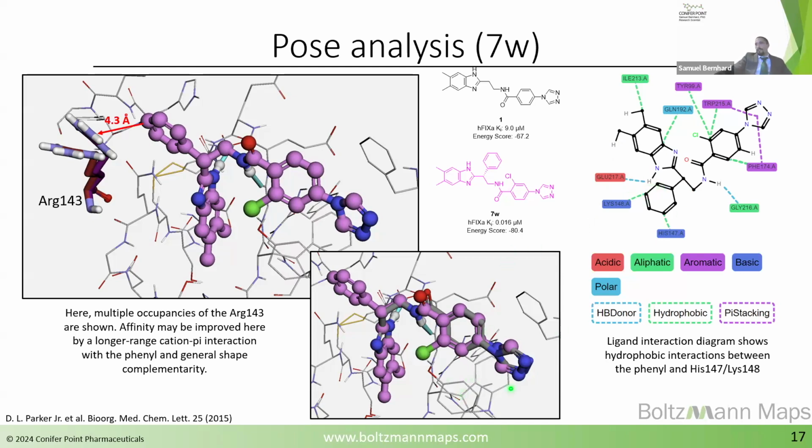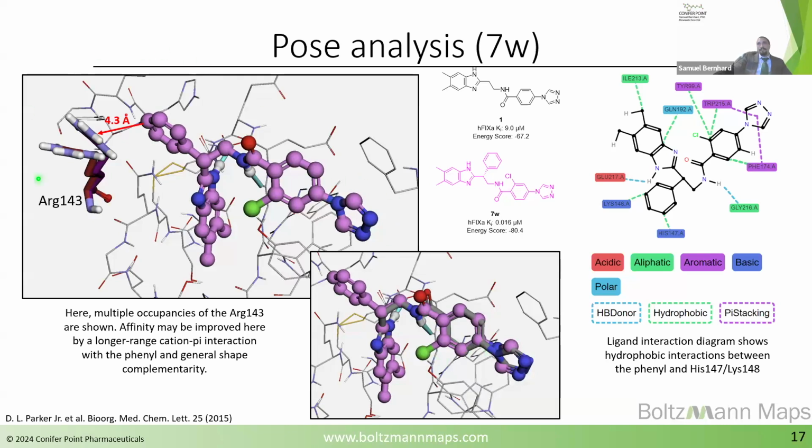So the lower central image is shown in pink, 7W is shown in pink, and in gray, this is that original crystal structure conformation. We can see here that they have a high degree of overlap and should be considered relatively reasonable for analysis.